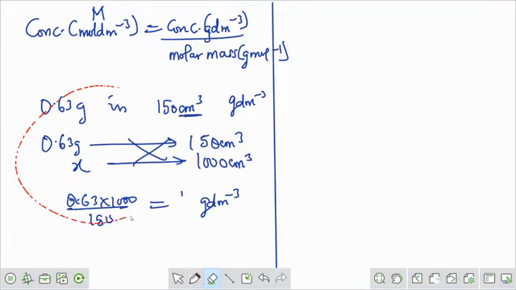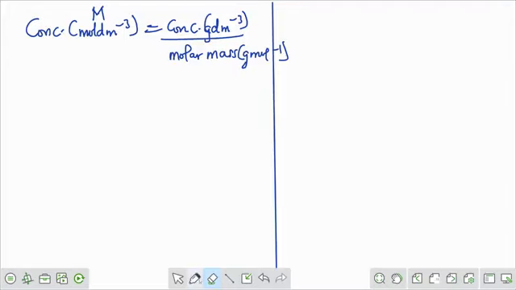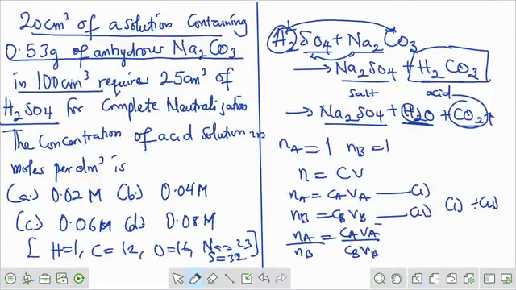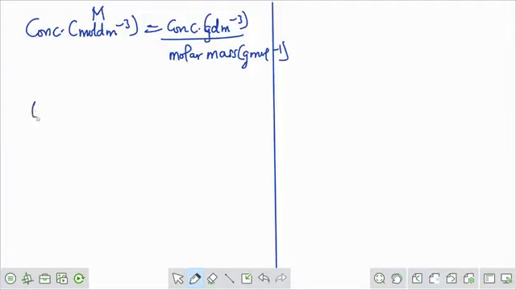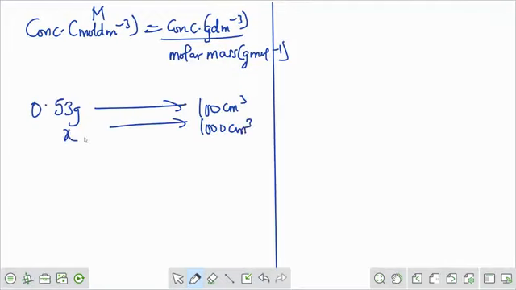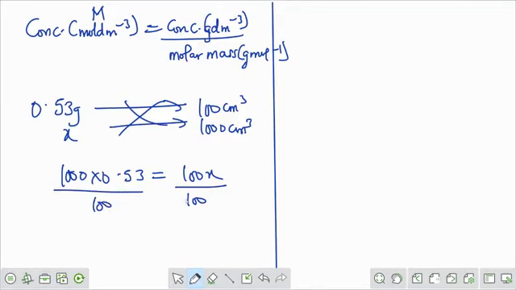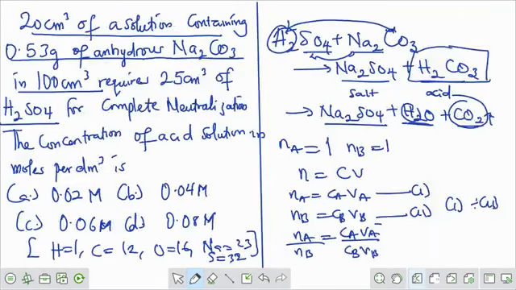Now that's not what we are doing. They said 0.53 gram in 100 cm cube. So don't forget our rule. You say this is 1000 cm cube and this is x. Then you cross multiply. You will have 1000 times 0.53 equals 100x. So our x will automatically be 53. Okay, sorry, 5.3 gram per dm cube. So you can see it's very simple. Just know the approach. That's all.